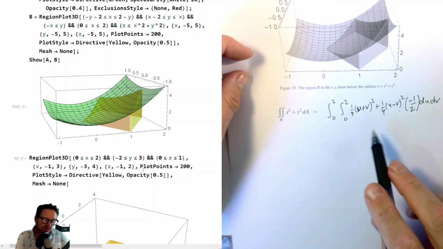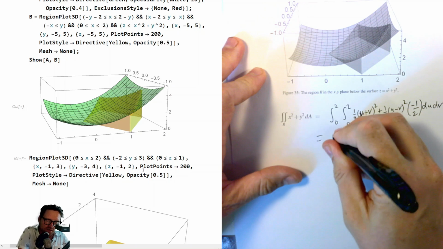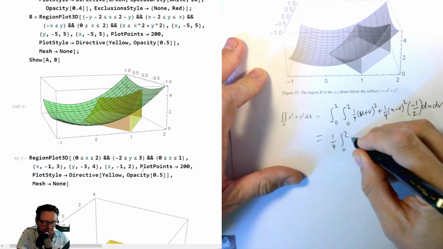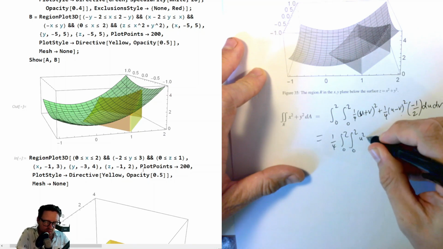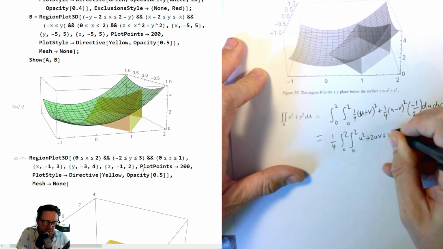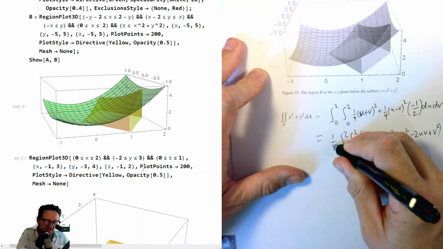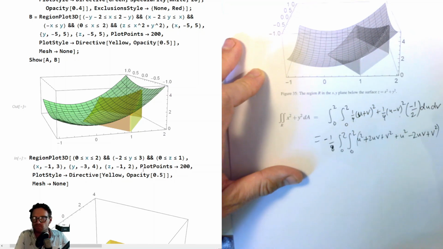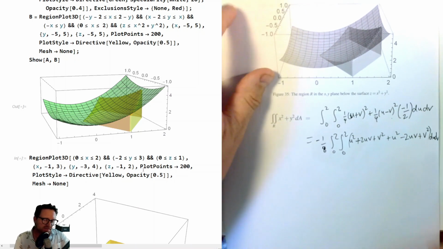Okay, fantastic. So now we have to calculate this, so expand it, pull a quarter out, collect like terms, and so on. Let's pull the quarter out and expand, and so we have u squared plus 2uv plus v squared plus u squared minus 2uv plus v squared, and then that's all times minus a half, but you know what, we can take that out too and call this minus 1/8 du dv.